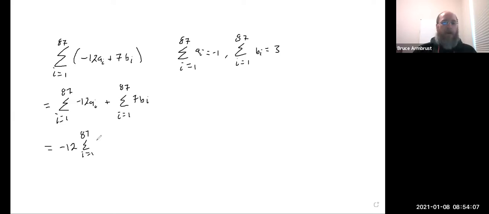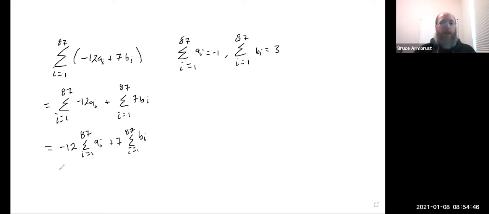So this would look like minus 12 times the sum of the AIs plus 7 times the sum of the BIs. These two steps use the associative and commutative properties, and then the distributive property. All those things you learned way back when, the basic properties of numbers, are being applied here just in a fast, lazy way.